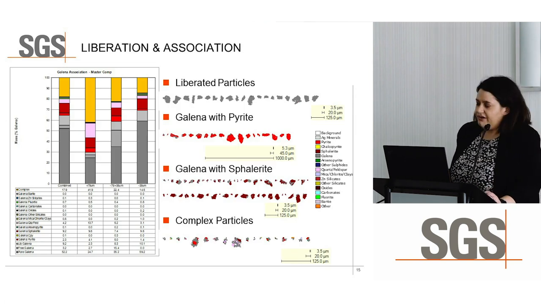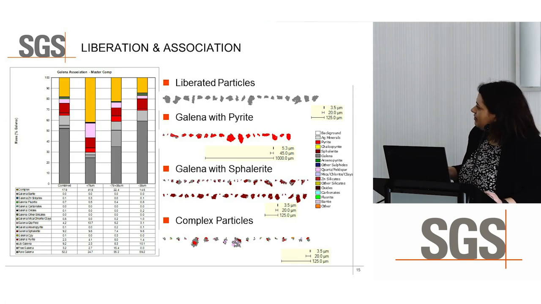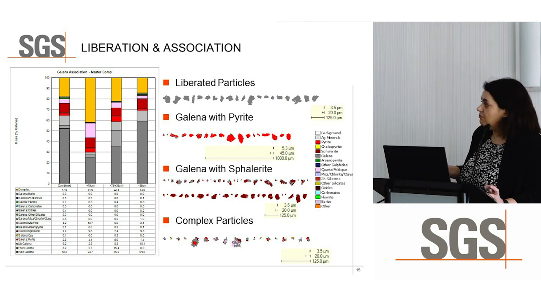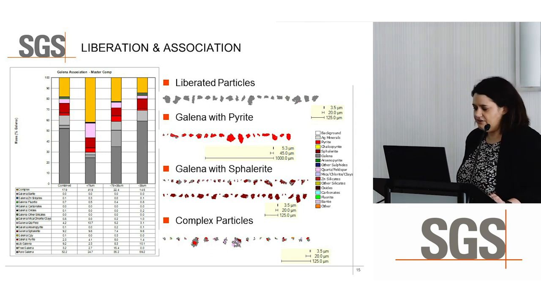This is the standard liberation and association. Here's this typical bar chart, size by size liberation and association. Here on the side are the actual particles. So you can see here you've got fully liberated galena. Here you've got some galena with pyrite, some galena with sphalerite, and complex particles. And as you can see, generally when you're doing it size by size, liberation increases with a decrease in particle size. That's standard data.